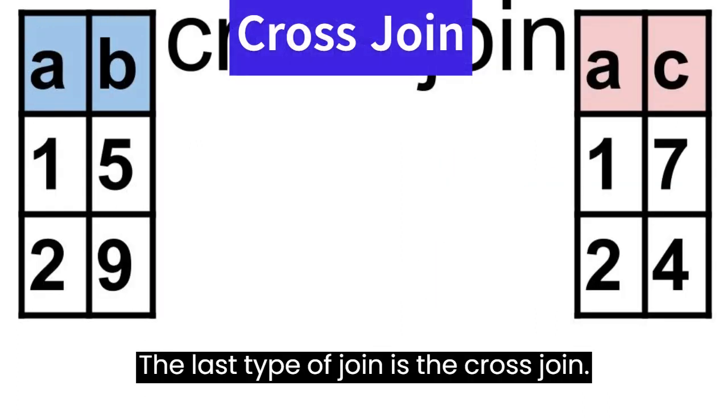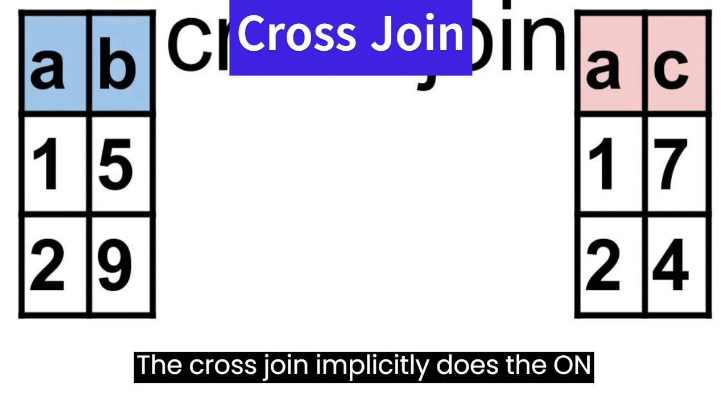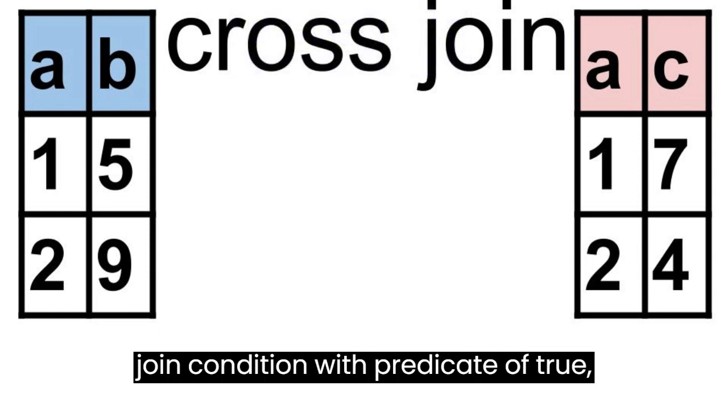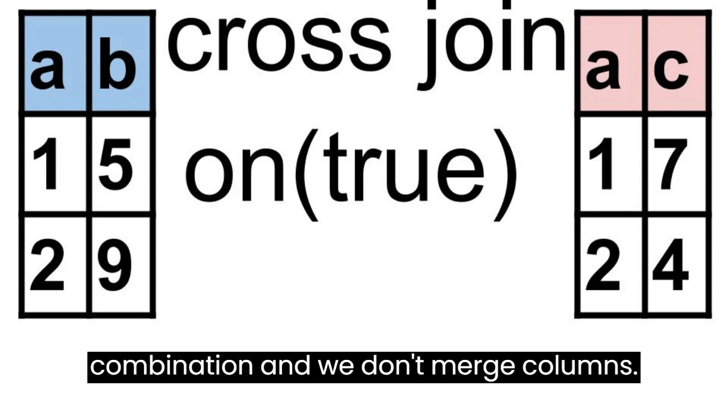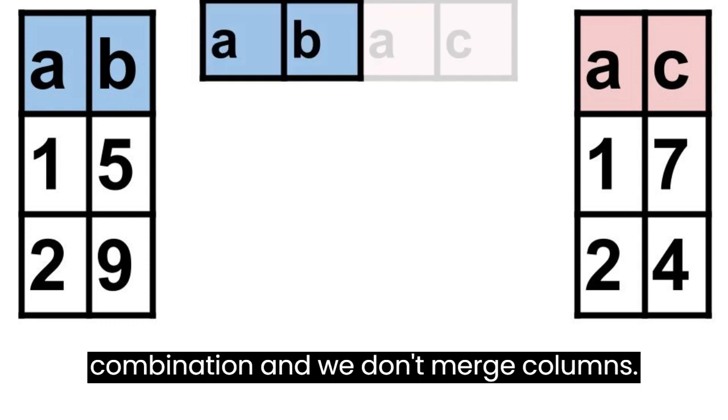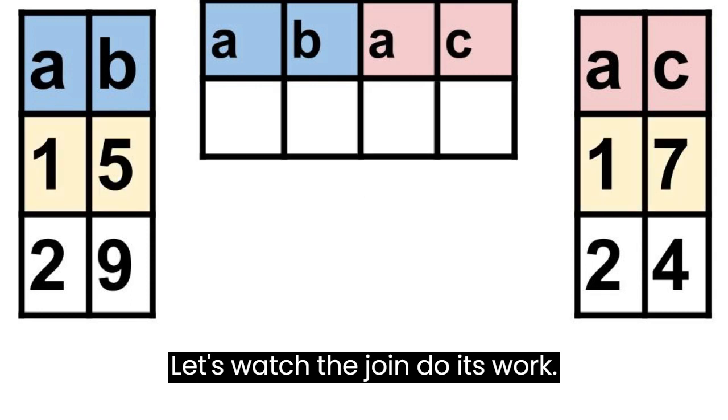The last type of join is the cross-join. The cross-join implicitly does the on-join condition with predicate of true, which means we match every possible row combination and we don't merge columns. Let's watch the join do its work.